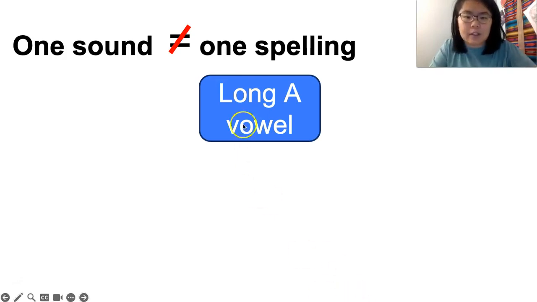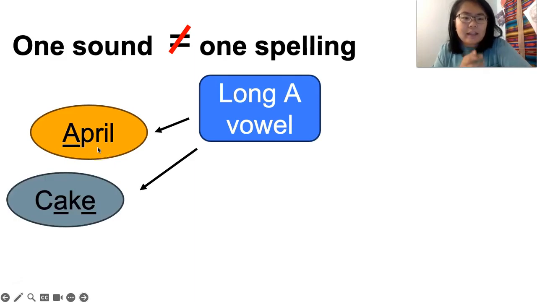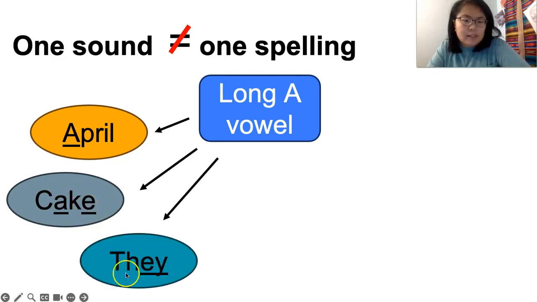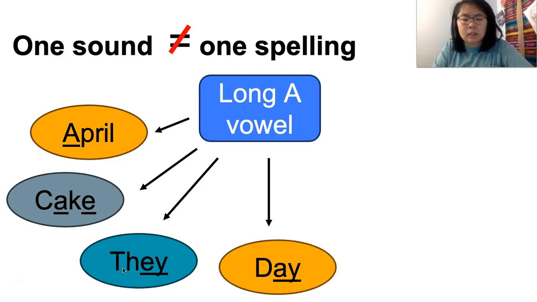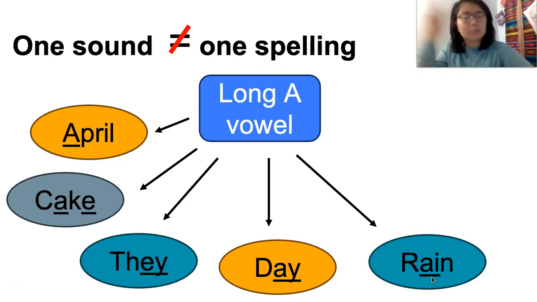So, as an illustration, here's the long A vowel, A. We can see it in A, April, with just the letter A. We can see it in cake, A, cake, with an A and what we call a silent E. We can see it in the word they with EY, they, A. We can see it with AY in the word day, like today. We can see it with AI in the word rain, pain, right?